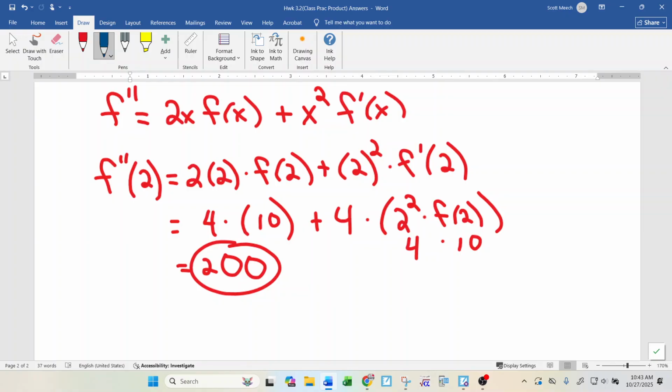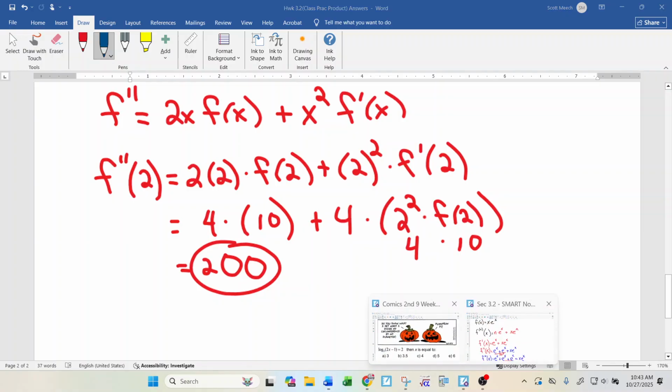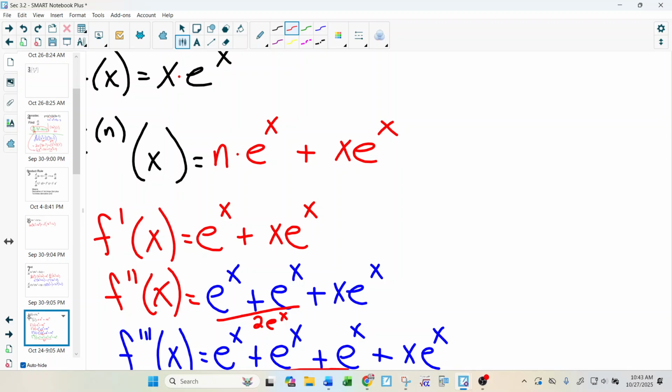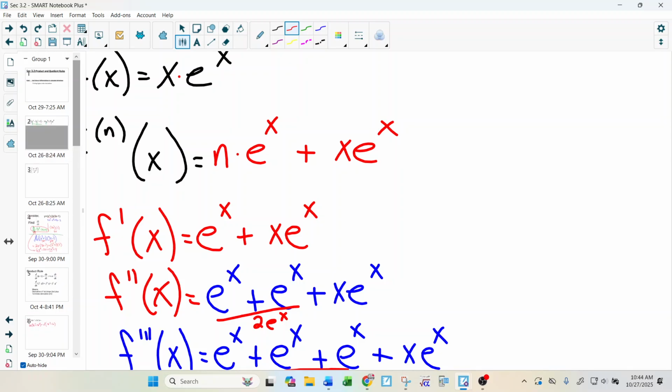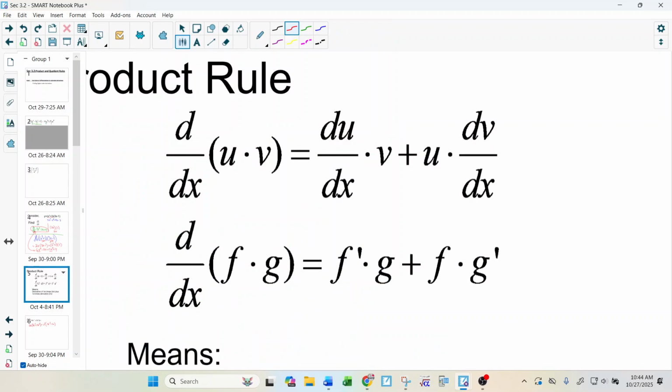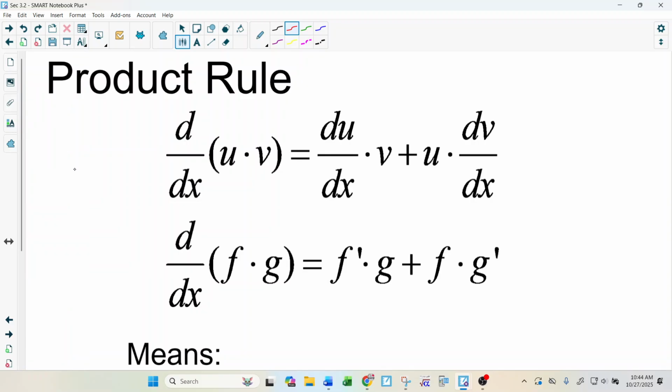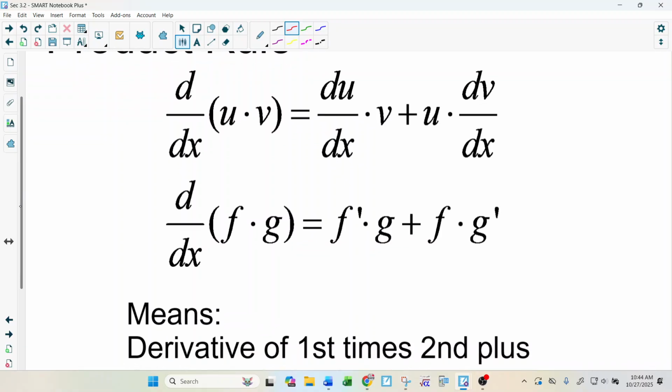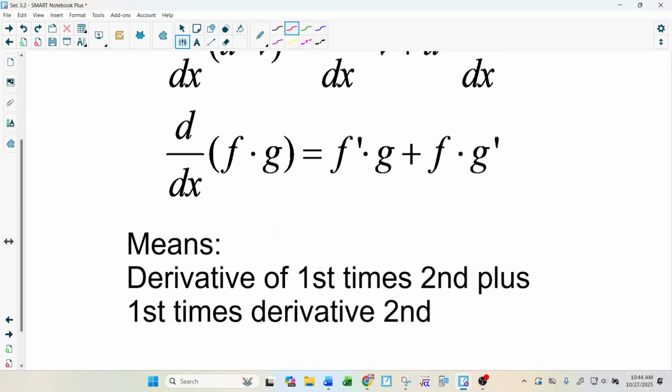All right. So today we were just looking at the product rule. Really we have formulas for the product rule, but understanding what it means is really how you want to do it. Derivative of the first times the second plus the first times derivative of the second. You want to just tell yourself that in your head anytime you have two functions that you're multiplying together to look at the derivative.